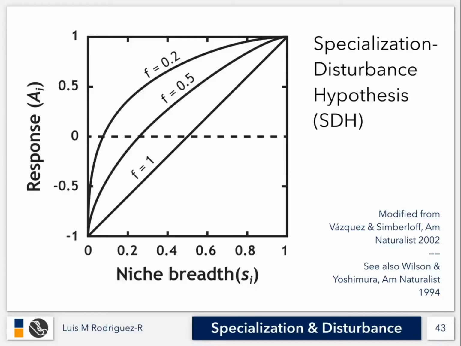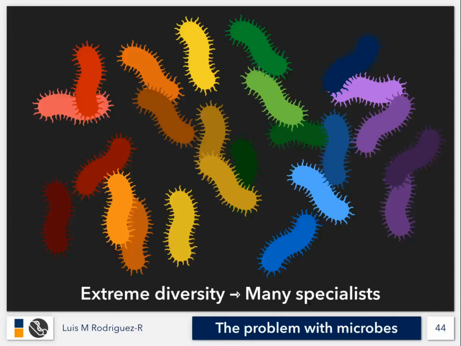Disturbance is the technical term for an unexpected adversity. And what this hypothesis says is that the more generalist an organism is, the better it can survive or respond to disturbance, to an unexpected adversity. And this is well established in both animals and plants.